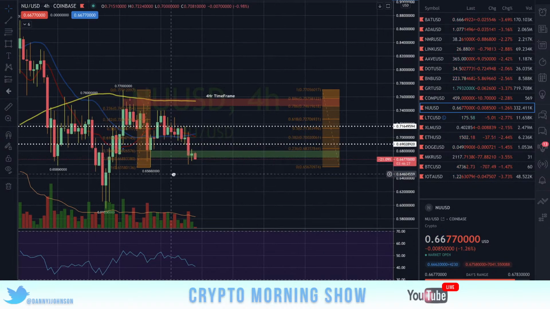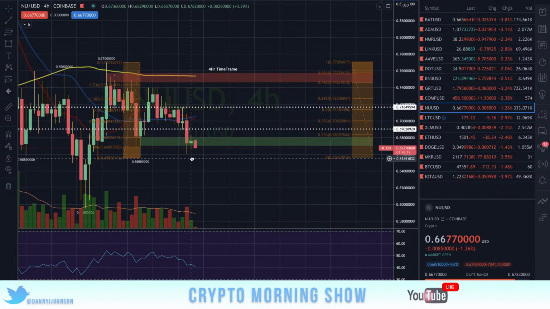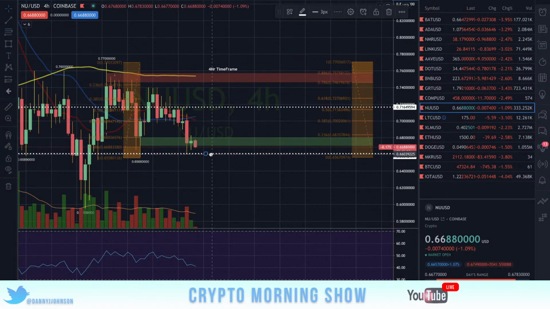We dropped just below our buys on this one, so we're going to be maybe a little bit hesitant to make sure that we find a bottom down here. And let's get your support. So we're looking for a bottom at the 0.66. There you go.